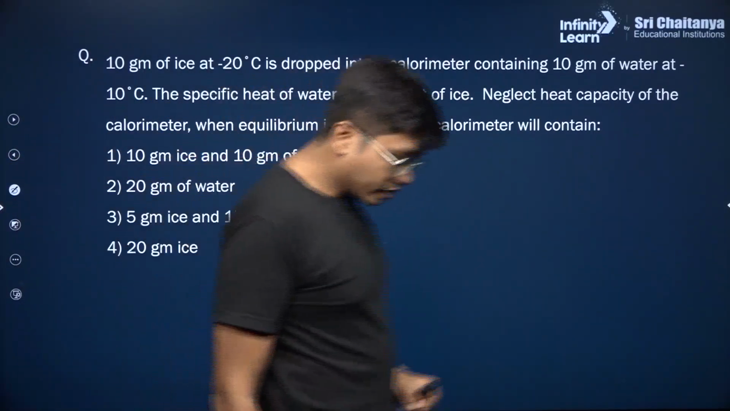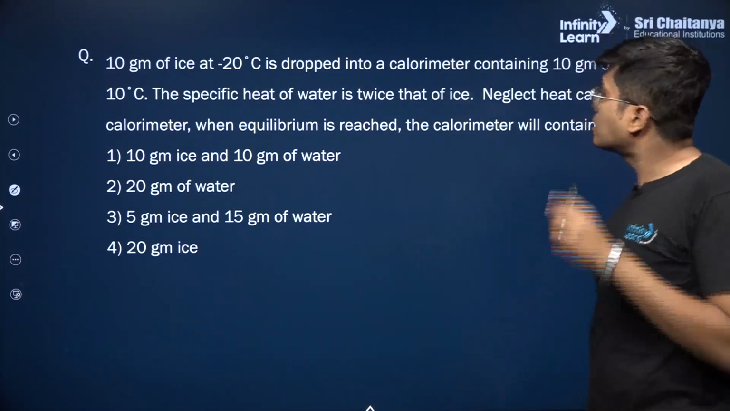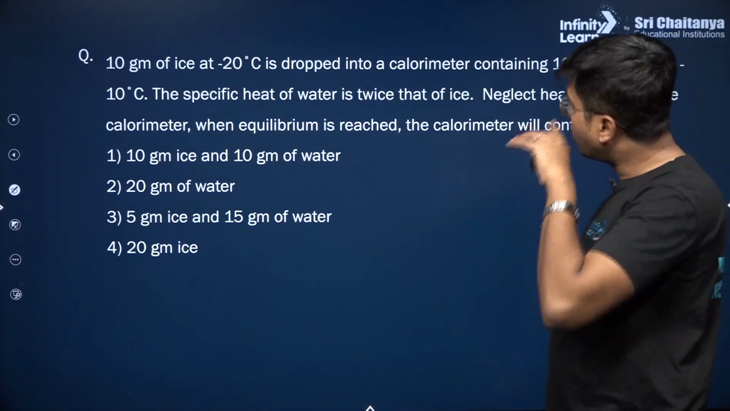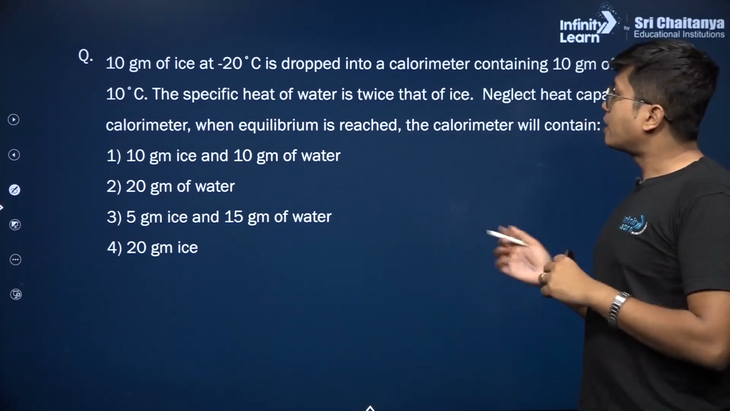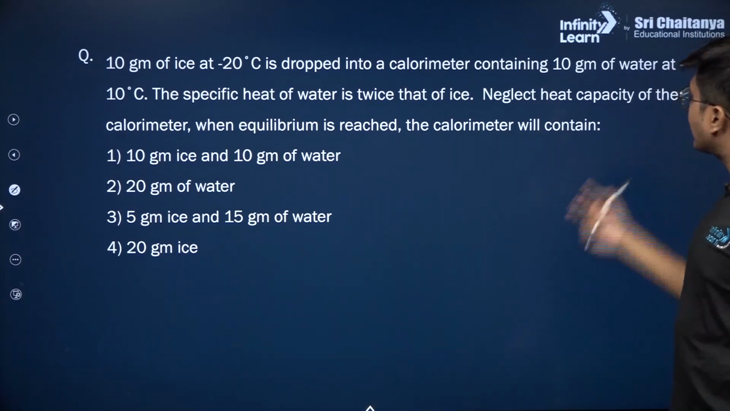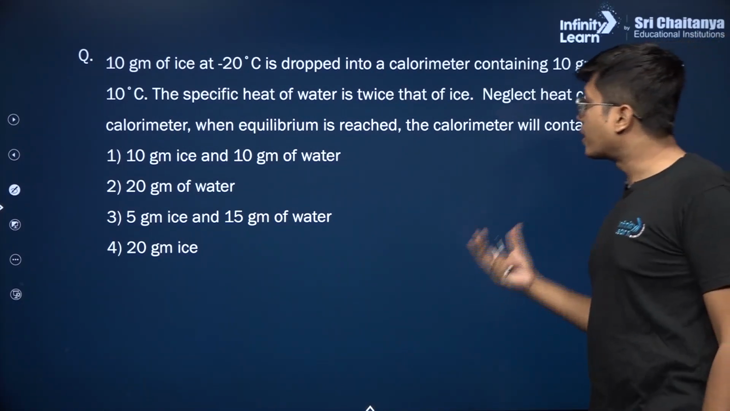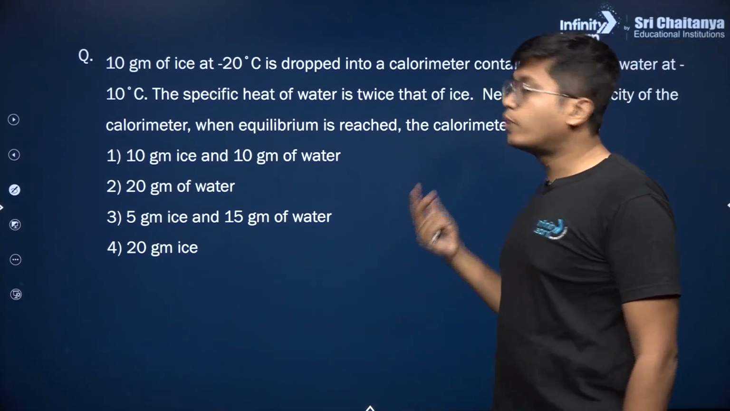Next question. This one says that 10 gram of ice at minus 20 degrees Celsius is dropped into a calorimeter containing 10 gram of water at 10 degrees Celsius. Specific heat of water is twice that of ice. Neglect heat capacity of calorimeter. When equilibrium is reached, the calorimeter will contain.